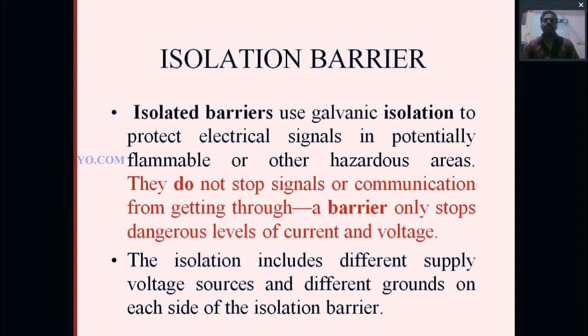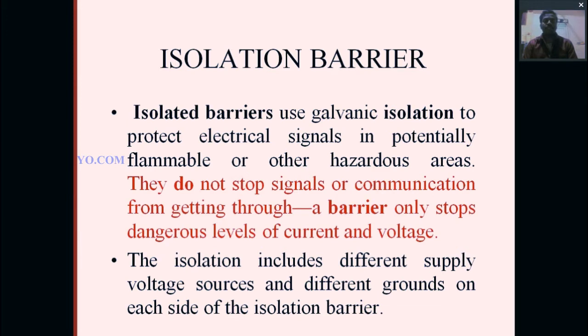What is the difference between signals and current or voltage? Signals mean the information. Information may be in any form, analog or digital. The information is transferred to the next stage, but the high voltage is not transferred. The high voltage is stopped by the isolation barrier.